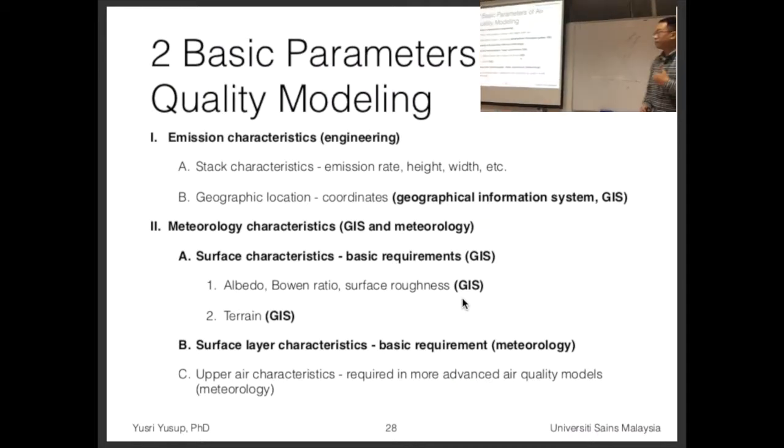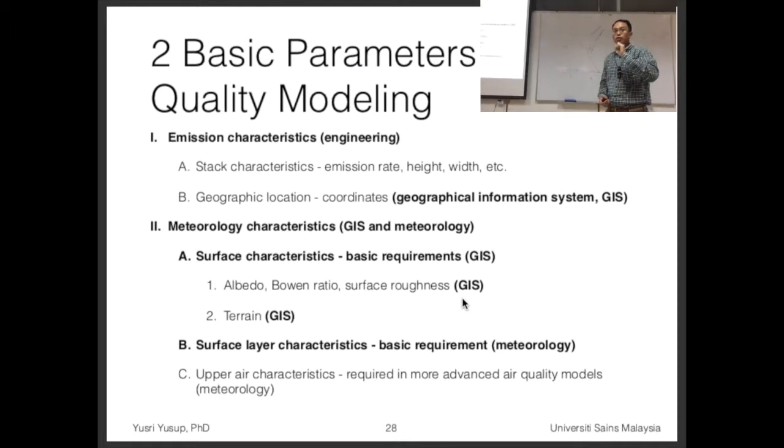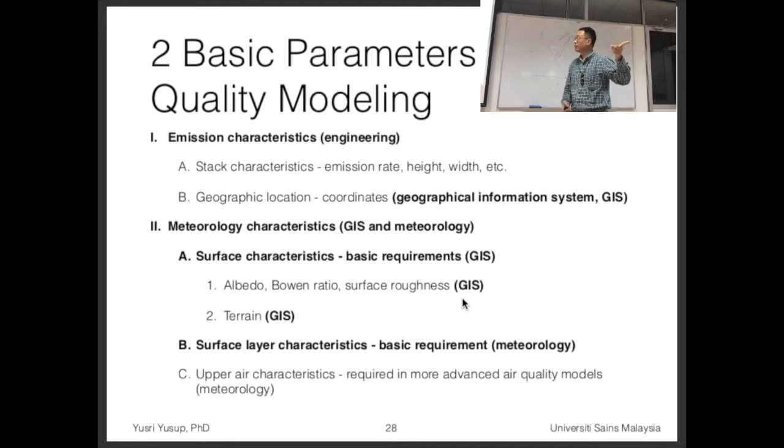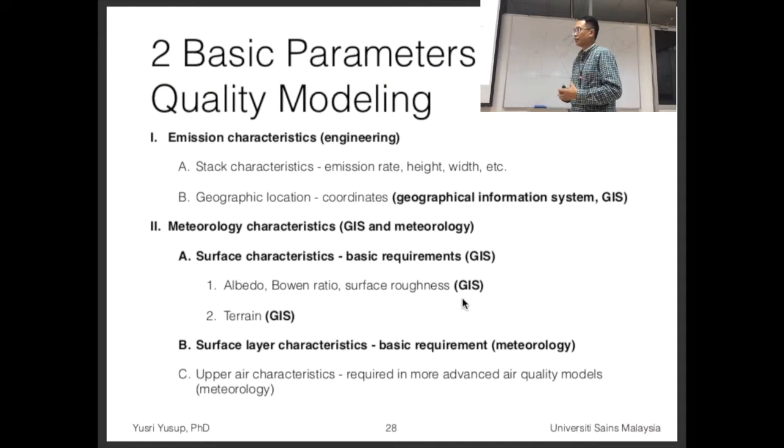Okay, now let's look at the other basic parameters of air quality modeling. Like I mentioned before, there are three aspects of it: engineering, meteorology, and GIS, or the surface characteristics. Now, the engineering aspect involves the emission characteristics of the stack. You need to know how to quantify the emission in grams per second, or mass per unit time.